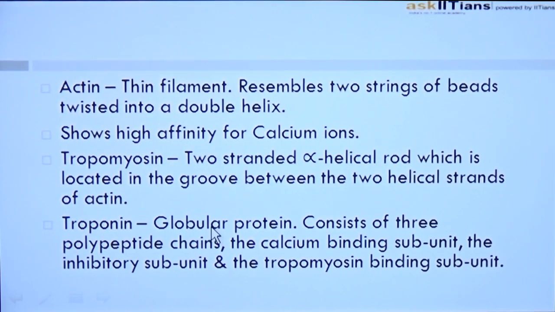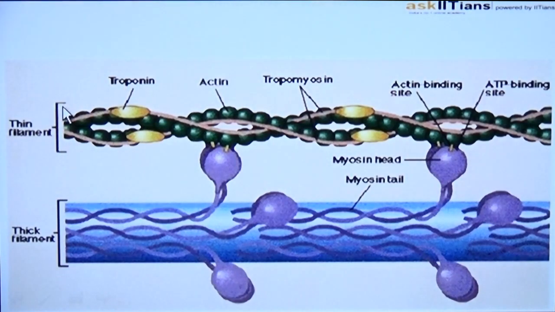Troponin is a globular protein. It consists of three polypeptide chains. What are these three polypeptide chains? The calcium binding subunit, the inhibitory subunit and the tropomyosin binding subunit. Let's have a look at the diagram so that it becomes clear.